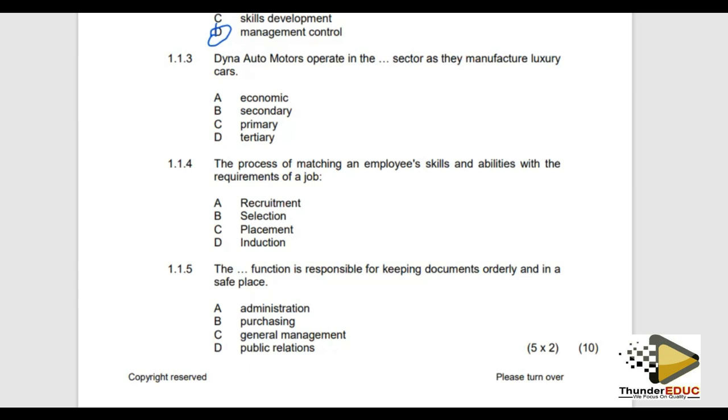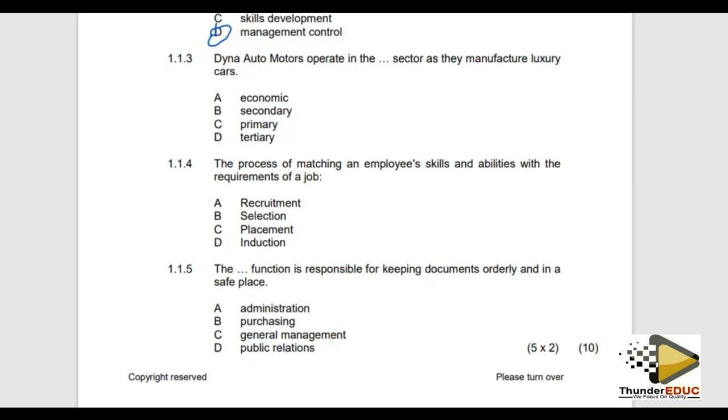And then number C, we have primary. Primary here we refer to nature, so we take into account those goods and services that are taking nature form. And then we have tertiary. Tertiary, we normally refer to services like communication, healthcare facilities, schooling, and the likes. So if you compare the given options, the appropriate answer here will be B, because B takes into account the manufacturing of luxury cars, meaning here we process luxury cars.